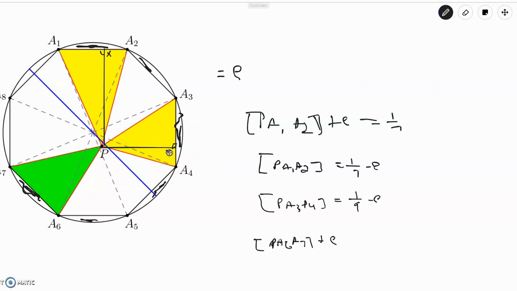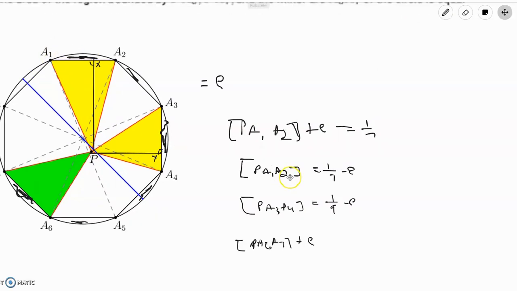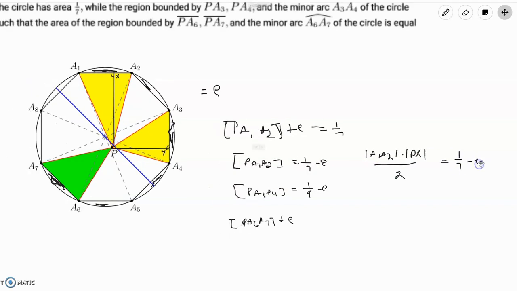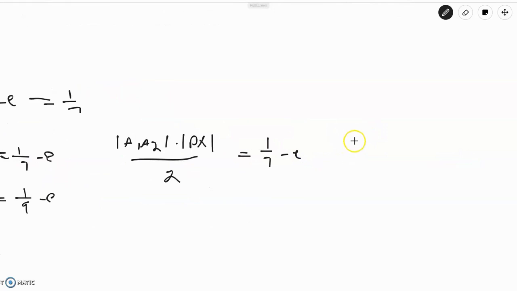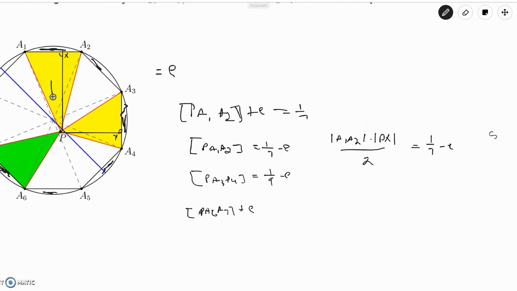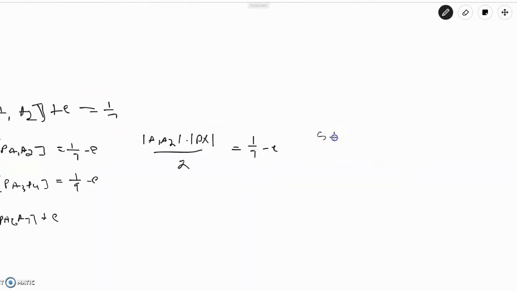And so basically, we can rewrite this area as A1, A2 times the distance from P to X over 2, and that's equal to the area of PA1, A2, which is 1/7 minus E. And the distance between A1 and A2 is equal to S, which is the side length of the octagon, and I'll just call PX as H1 for now. So S times H1 over 2 is equal to 1/7 minus E.